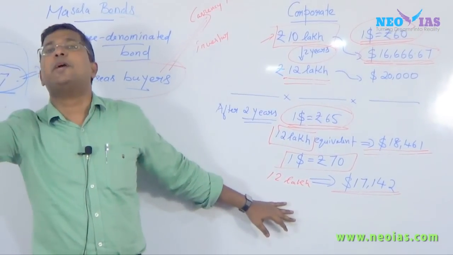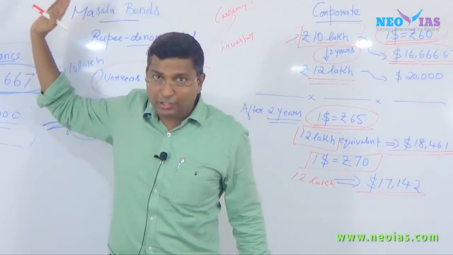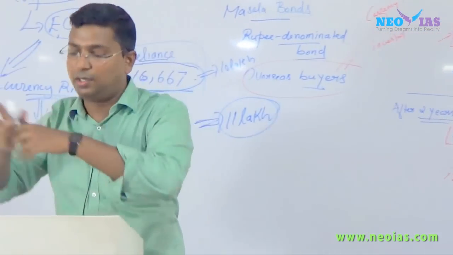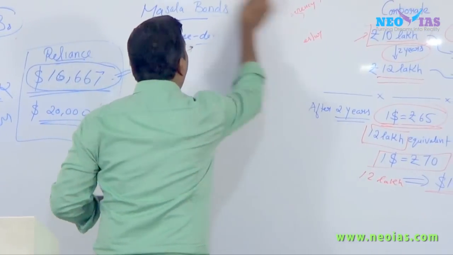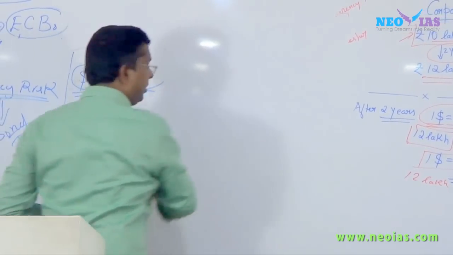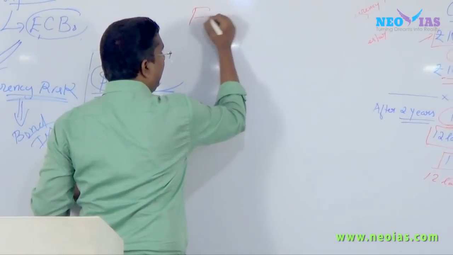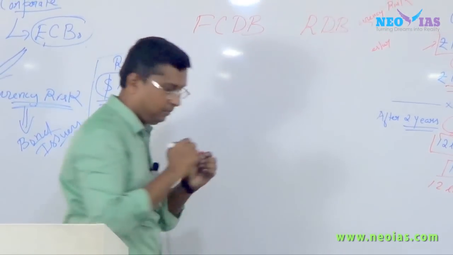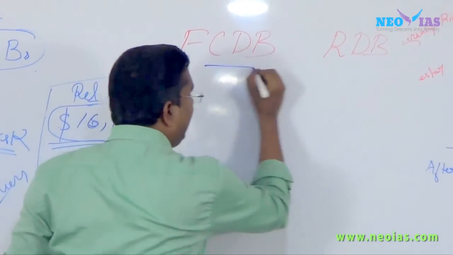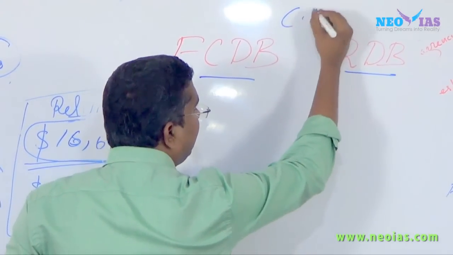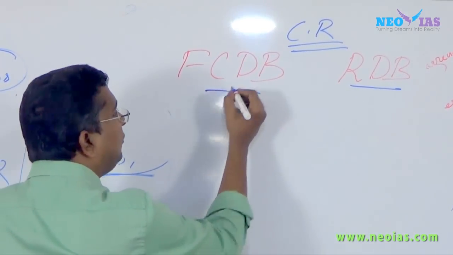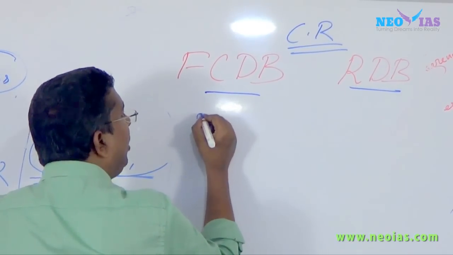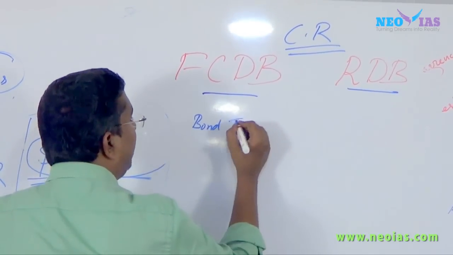Now you will not forget what you mean by currency risk. This is a very important way to understand it: compare a foreign currency denominated bond and a rupee denominated bond. In a foreign currency denominated bond, the currency risk is with the bond issuer.